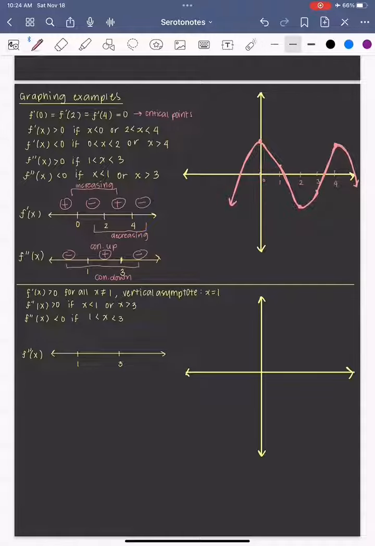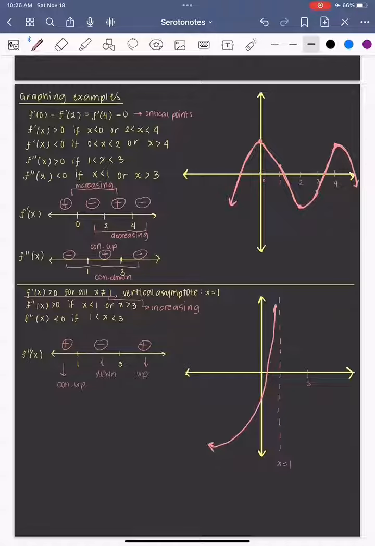For our next example, let's construct the f double prime x table of signs, and that is positive on these two intervals and negative on this interval. Our information for the first derivative test is that it's positive for all x except x is equal to 1. This is because at x equals 1, it has a vertical asymptote. The concavity of the function is concave up before x is equal to 1, concave down in between 1 and 3, and concave up again beyond 3. So that would look something like this.